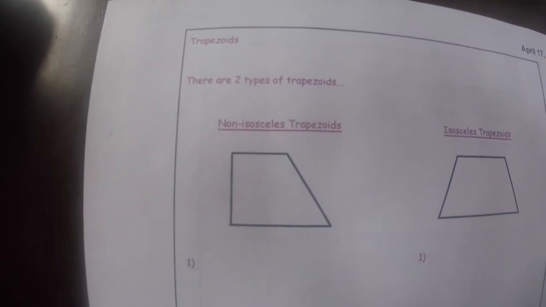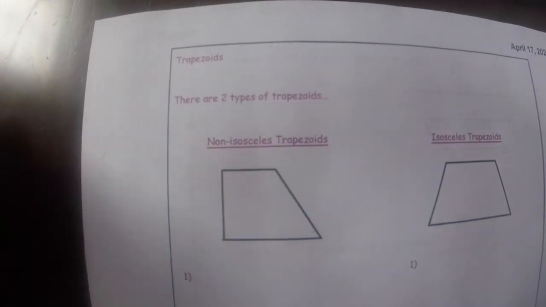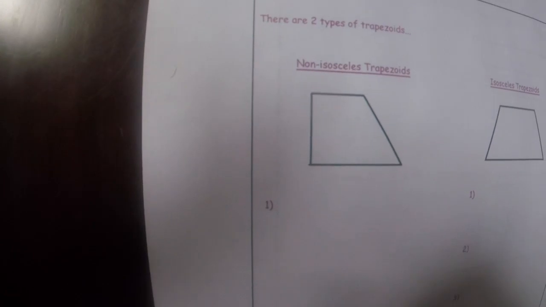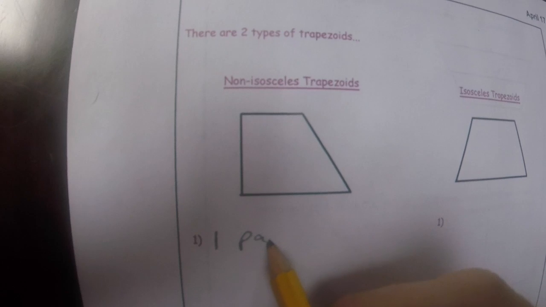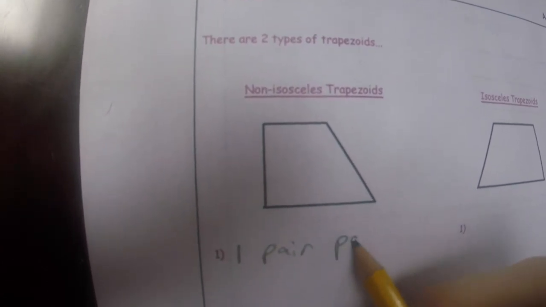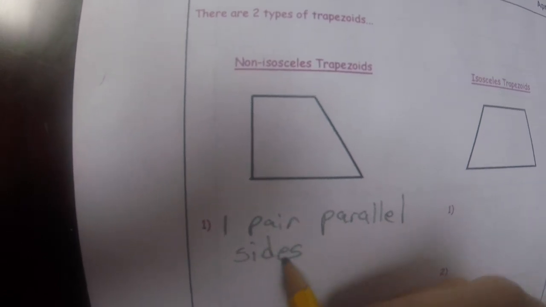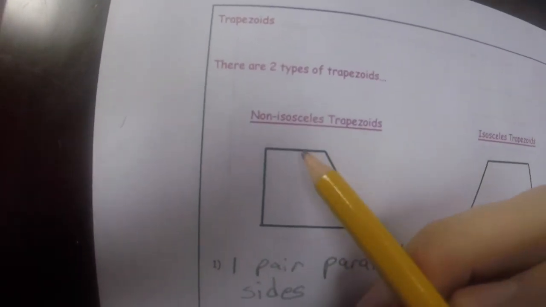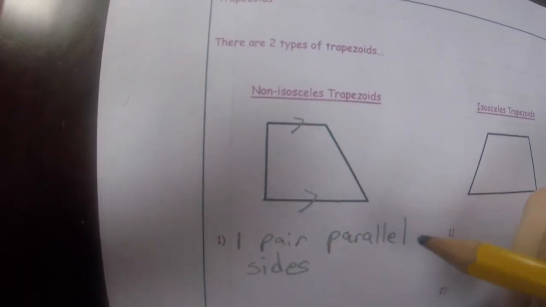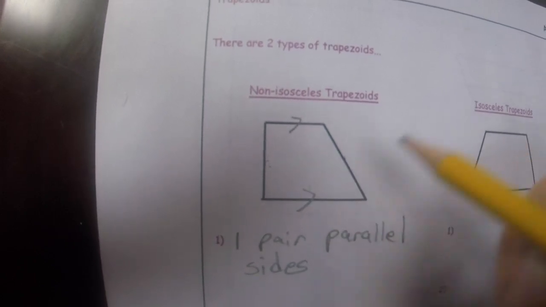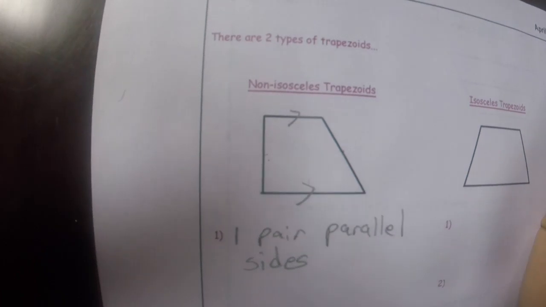The one thing that separates a trapezoid from all of the other quadrilaterals that we've talked about is that non-isosceles trapezoids have only one pair of parallel sides. So in this trapezoid up here, we have two sides that are parallel, and we have the other two sides which are not parallel. That goes for all trapezoids in the history of the universe.